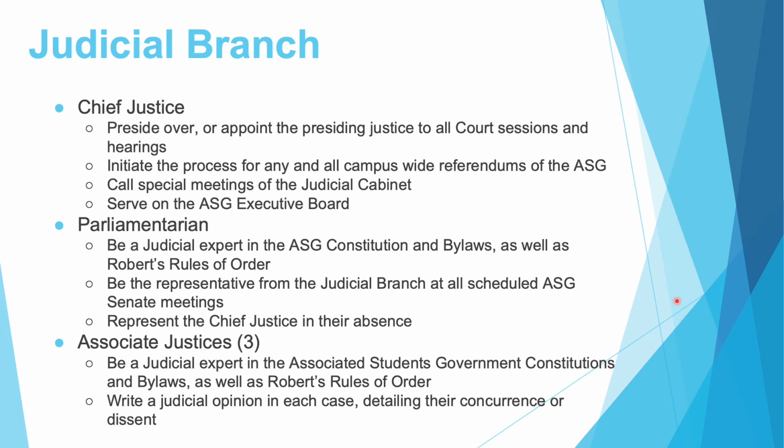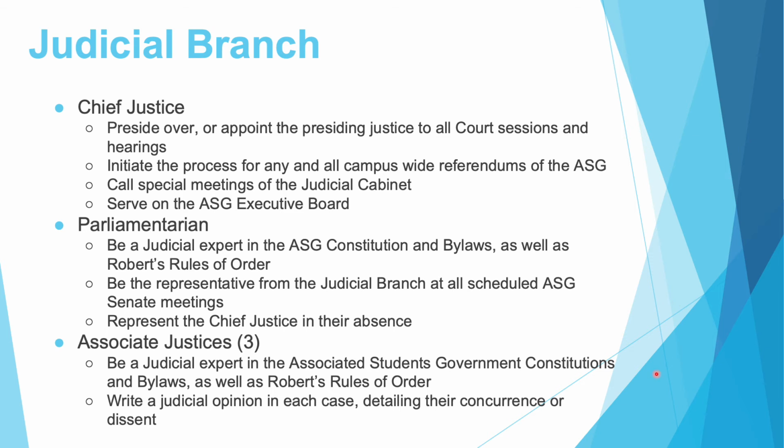Next, we have the Parliamentarian. Aside from being a killer Scrabble word, the parliamentarian is a judicial expert on all things constitution and bylaws related, and they also have a really good sense of Robert's Rules of Order, which is a set of guidelines for keeping meetings and hearings in order. The parliamentarian can be paralleled to the Speaker Pro Temp in their position of being the right hand. You know, the Speaker Pro Temp is the right hand to the Speaker, and the parliamentarian is the right hand to the Chief Justice. And they fill in when necessary.